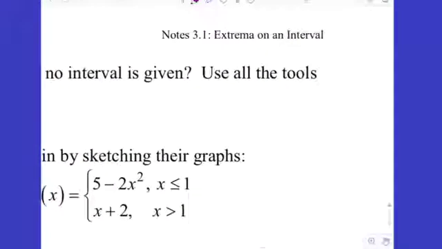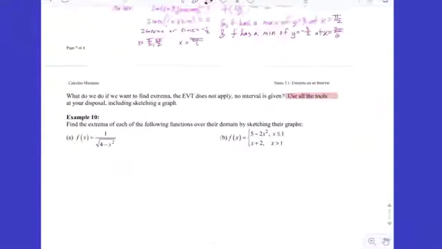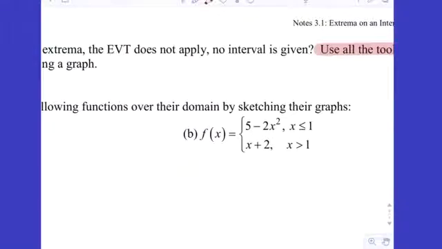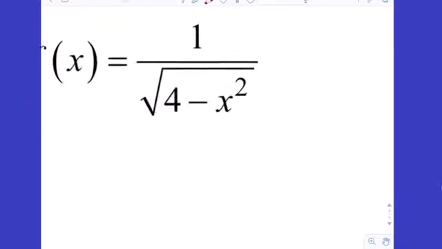Well, generating a graph would still be helpful, right? Plus, using any other tool that we've developed along our mathematical careers would be helpful, right? So use it all. That's what example 10 is going to be doing here. Find the extrema of each of the following functions over their domain by sketching their graphs.